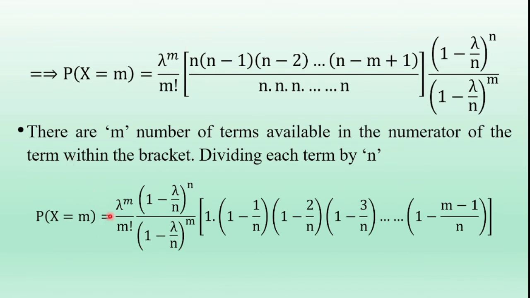Therefore, probability of x equal to m is equal to lambda power m by m factorial into (1 minus lambda by n) whole to the power of n divided by (1 minus lambda by n) whole to the power of m, into the bracket term. Dividing each term by n, we get n by n is 1, n minus 1 by n is 1 minus 1 by n, n minus 2 divided by n is 1 minus 2 by n, and so on, up to n minus (m minus 1) divided by n is 1 minus (m minus 1) divided by n.